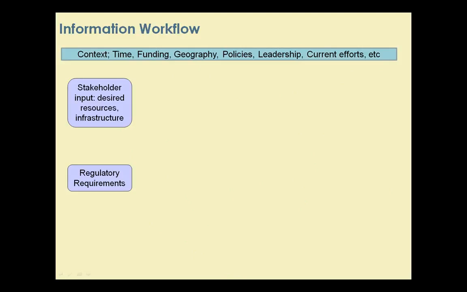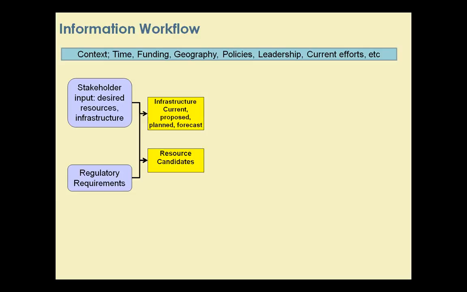So in that context, we're going to begin with, again, the stakeholder input, listing out our desired resources, and in particular, say, critical infrastructure that we would like to assess. Again, that's going to be done in the context often of regulatory requirements. That's going to lead to a list of infrastructure that is current, proposed, planned, or forecast, as well as candidate resources for assessment.